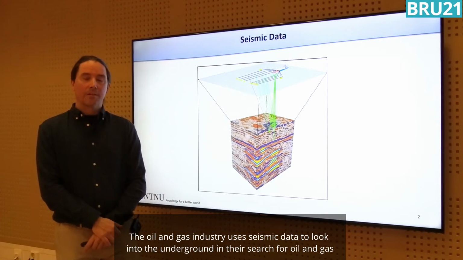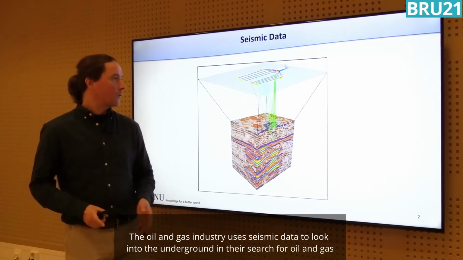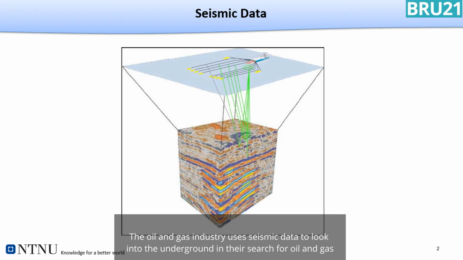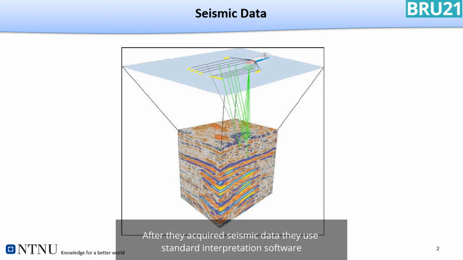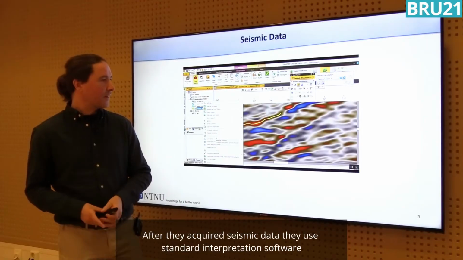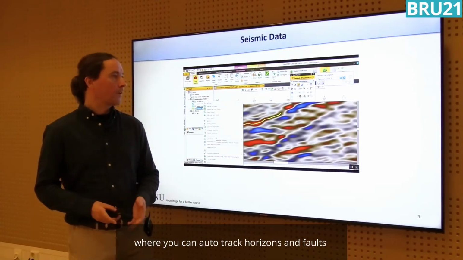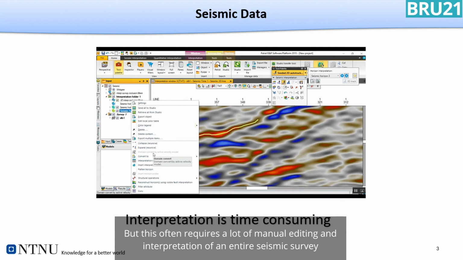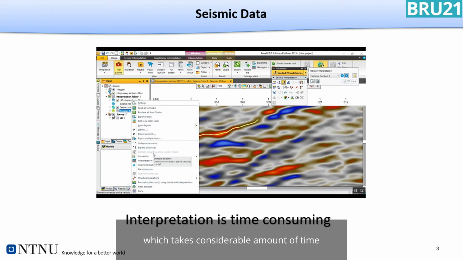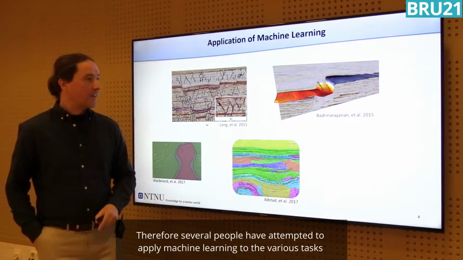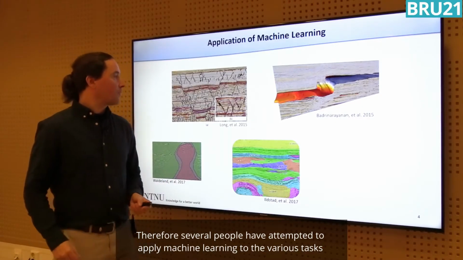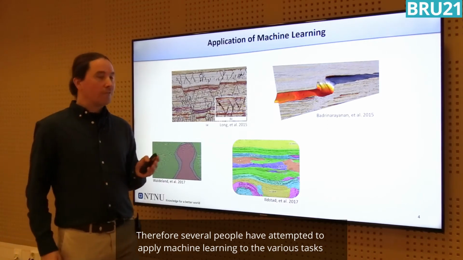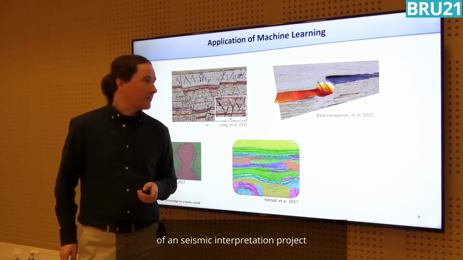The oil and gas industry uses seismic data to look into the underground in their search for oil and gas. After they've acquired seismic data, they use standard interpretation software where you can auto-track horizons and faults, but these often require a lot of manual editing, and interpreting an entire seismic survey takes a considerable amount of time. Therefore, several people have attempted to apply machine learning to the various tasks of a seismic interpretation project.